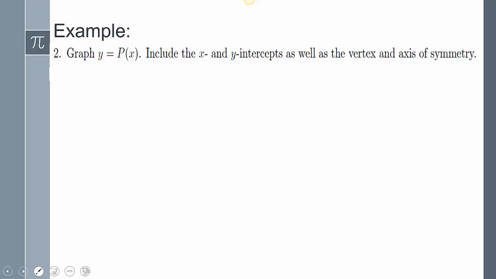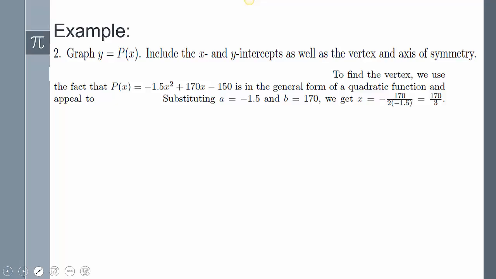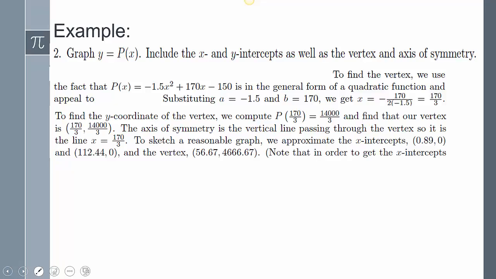Now continuing on here, it says graph y equals P of x, and so I need to do that, but it also said we should look at the vertex and the axis of symmetry. So finding the vertex, we said we were going to use the equation negative b over 2a. So in my equation negative b over 2a, my a was negative 1.5, my b was 170. So plugging that into my negative b over 2a, I get 170 over 3. Now it's kind of difficult to think of things in terms of 170 over 3. So I'm eventually going to simplify that into 56.67 if you enter that in your calculator.